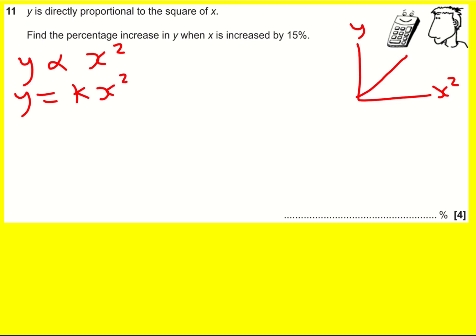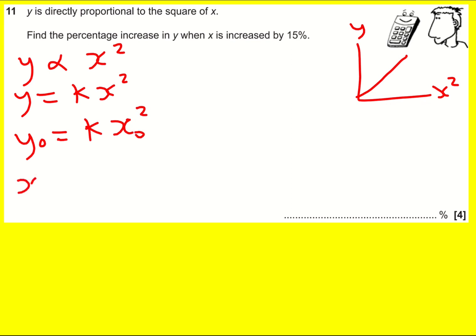k being the gradient. Okay, it doesn't actually want us to work out k or anything. What it wants us to work out is the percentage increase in y when x is increased by 15%. So, how are we going to do this? Well, we know that y old is equal to k x old squared.